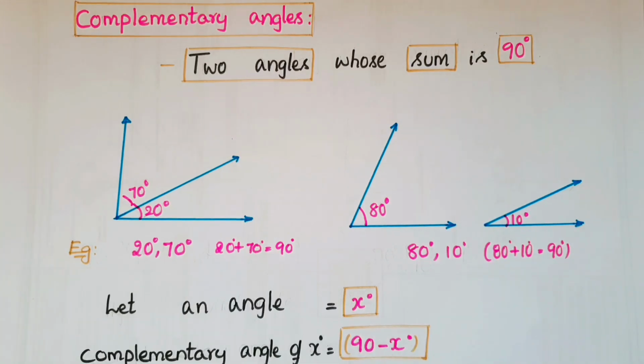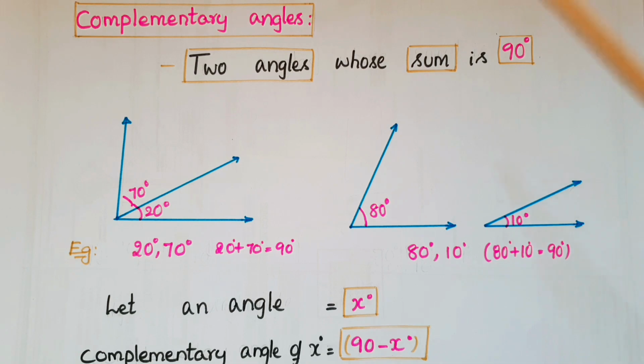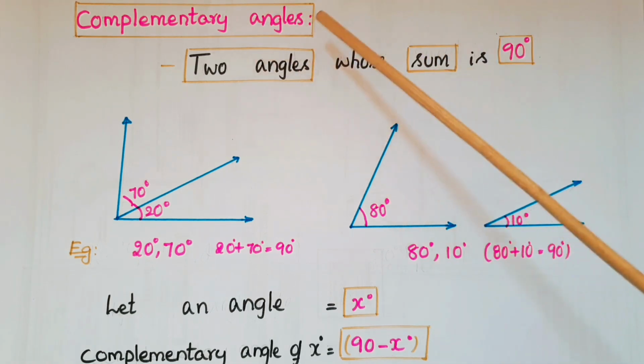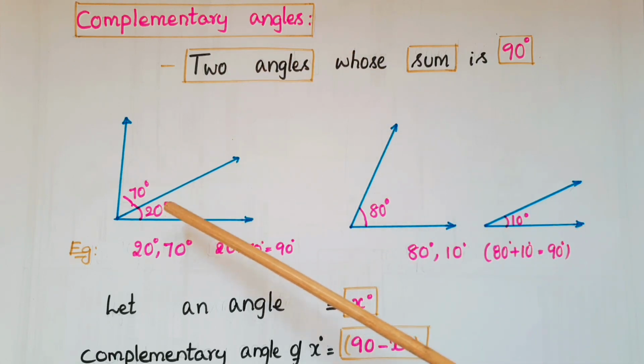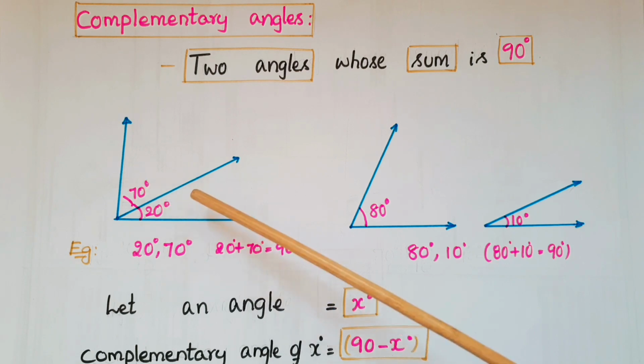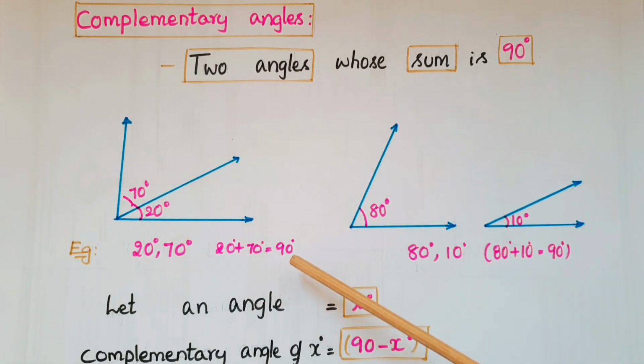Hello everyone. Today I am going to tell about complementary and supplementary angles. If two angles have a sum of 90 degrees, then those angles are called complementary angles. For example, 70 degrees and 20 degrees are complementary angles because if you add 70 plus 20, then it is 90 degrees. So these two angles are called complementary angles.